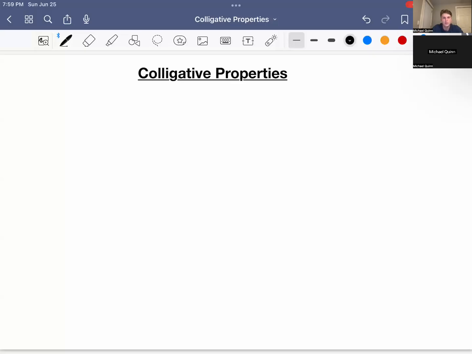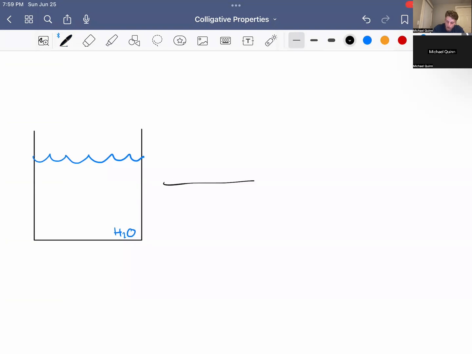Now that we've gone over some of the tools you're going to need to solve colligative property type questions, let's dive into one of the colligative properties. So if we were to see a beaker of water with nothing in it, we would call this a pure solvent, right? Nothing is in our beaker of water yet. Now, what happens when we add solute?